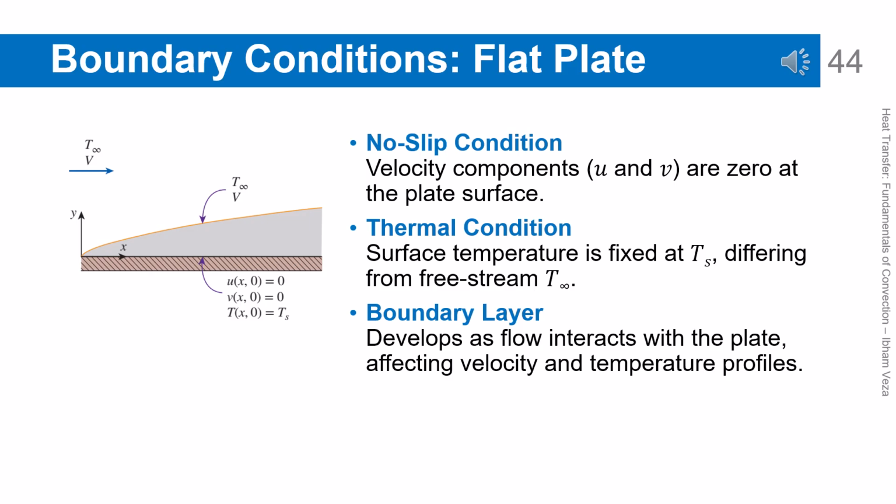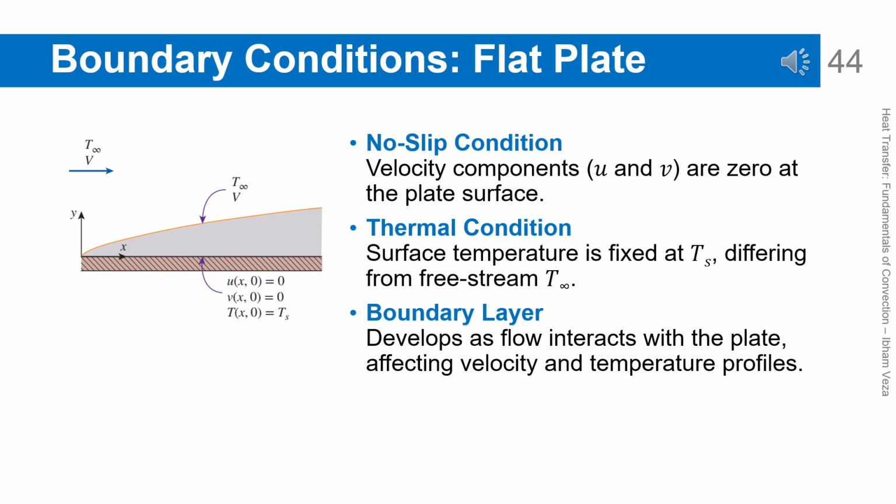Boundary conditions for flat plate flow. At the plate surface, the no-slip condition states that the velocity components u and v are 0. The surface temperature is fixed at Ts, which is different from the free stream temperature T infinity. Far from the surface, both velocity and temperature must approach the free stream values.